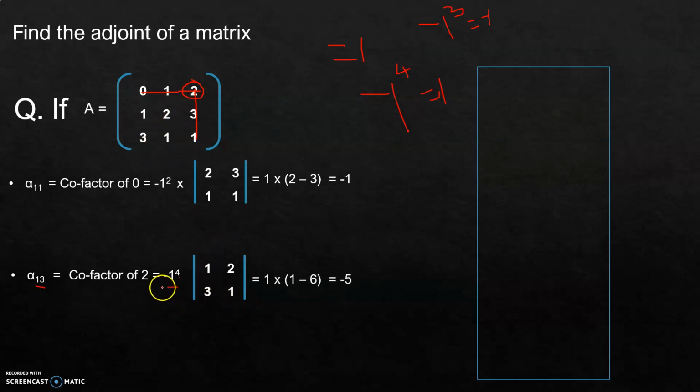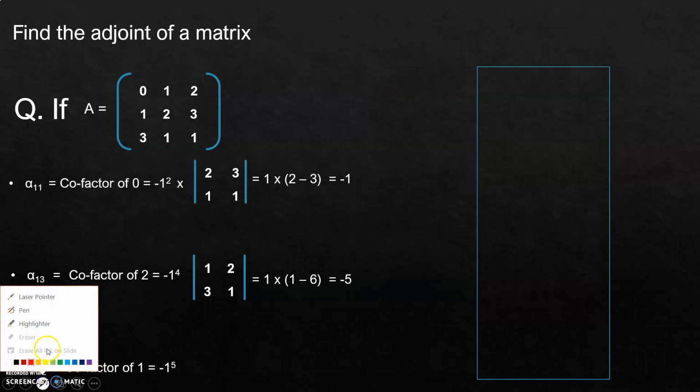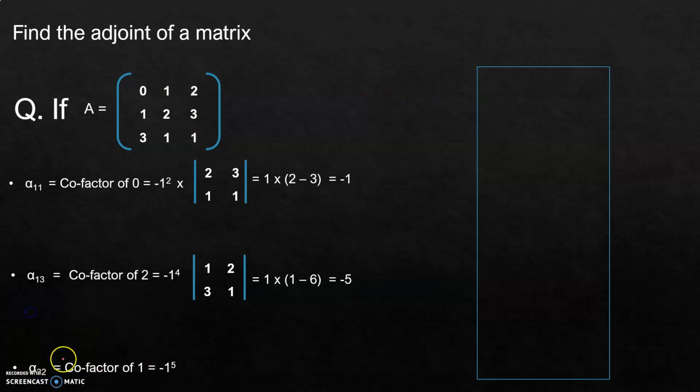So that is equal to minus 1 whole raised to 4, which is equal to 1, into its determinant value we already calculated: 1 into 1 minus 2 into 3, that is equal to minus 5. Then the cofactor of the element 3 2. 3 2 means third row and the second column. It is the cofactor of 1, this element.